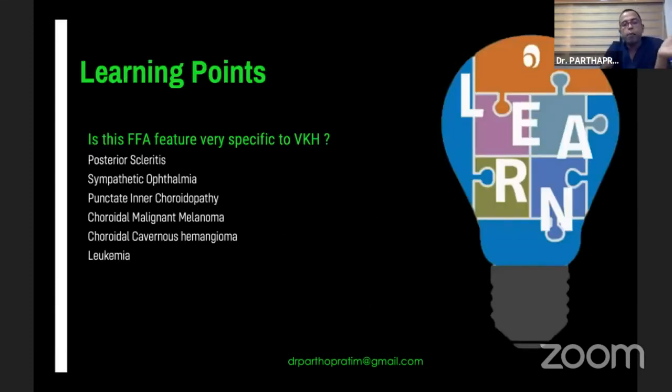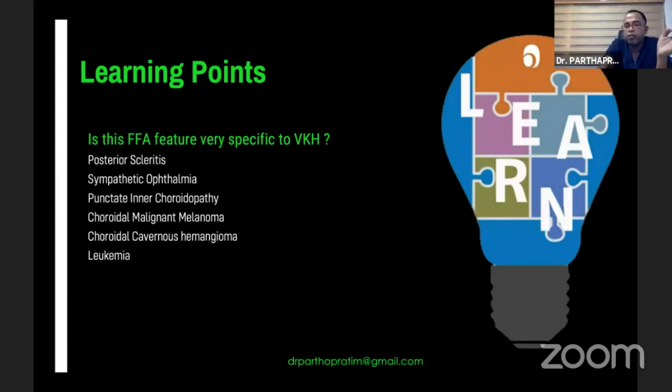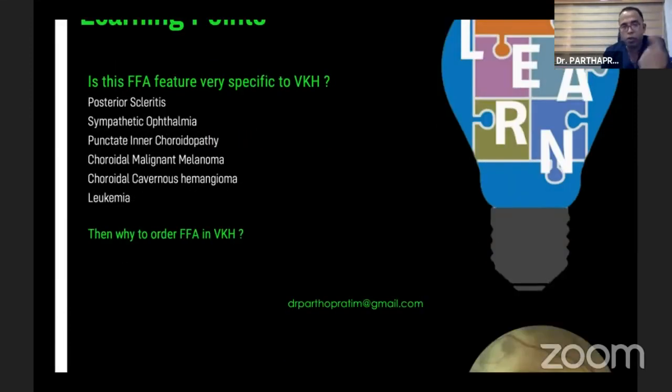Now, what is the learning point from this? So this FFA picture, is it very specific to VKH? No, it can be seen in multiple conditions. It can be seen in posterior scleritis, it can be sympathetic ophthalmia. Now, one of you may ask me, then why order FFA in VKH? For that, I will show you another case.